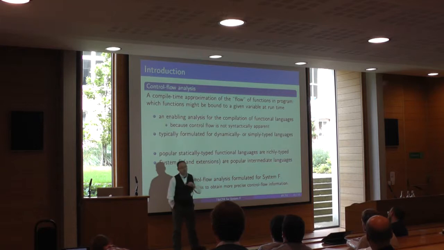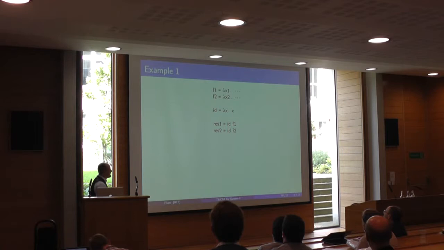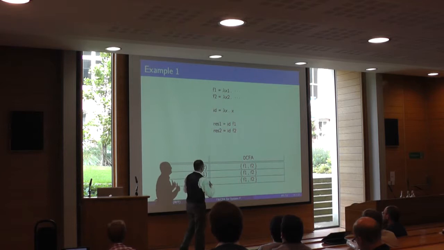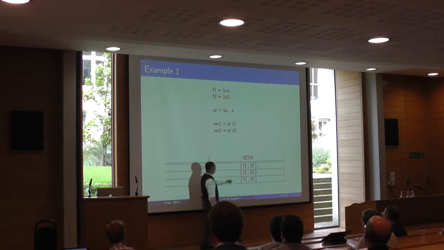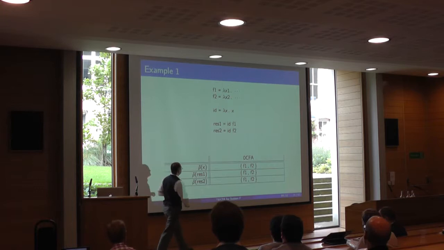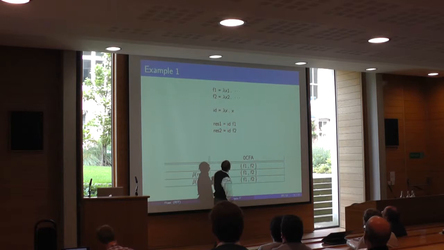So let me give you a little bit of intuition as to why I think here we can do something better once we have some types available to us. Here's a trivial little program. Here's what happens if you run the zeroth order control flow analysis on this. The result of our analysis is an abstract environment that tells me for every variable in the program what functions or values might be bound to that variable. In this case, we can see that the identity function is applied to both f1 and f2, which means that x must take on the values both f1 and f2. That's why here we've got f1 and f2.